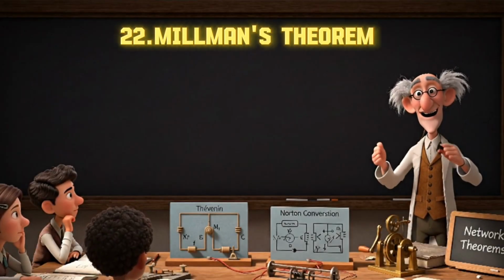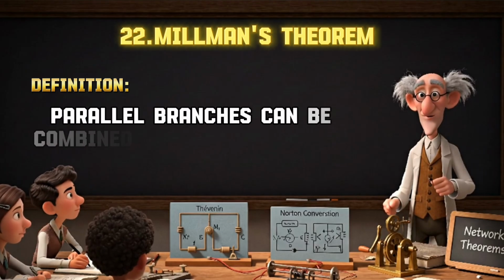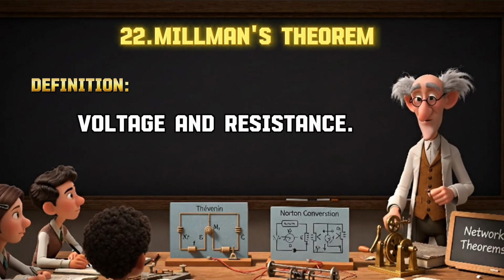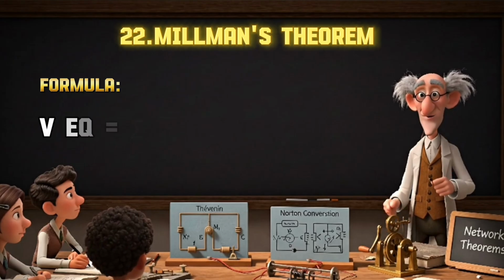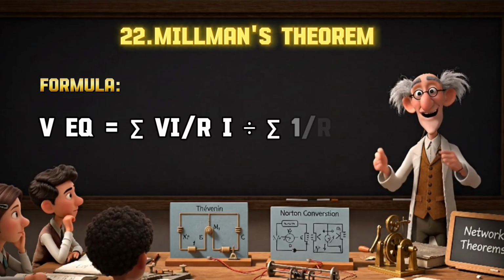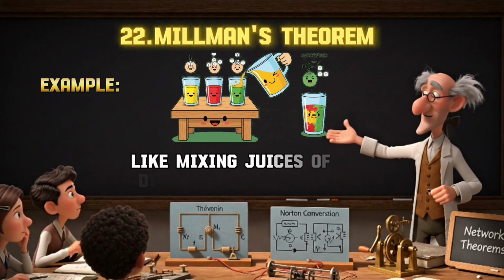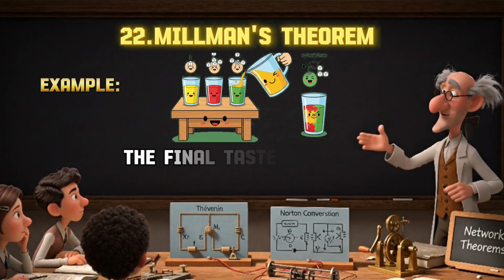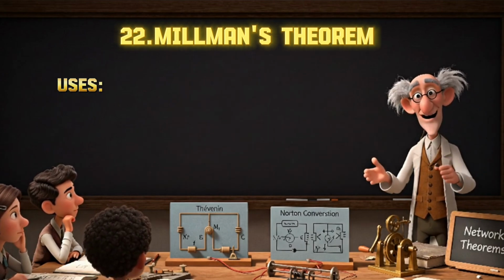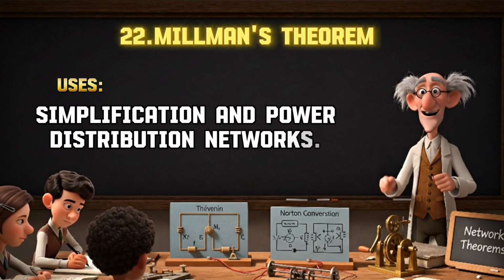Millman's theorem. Definition. Voltages of multiple parallel branches can be combined into one equivalent voltage and resistance. Formula. VEQ equals sigma VI/RI divided by sigma 1/RI. Example. Like mixing juices of different sweetness, the final taste is the average based on quantity. Uses. Parallel voltage source simplification and power distribution networks.